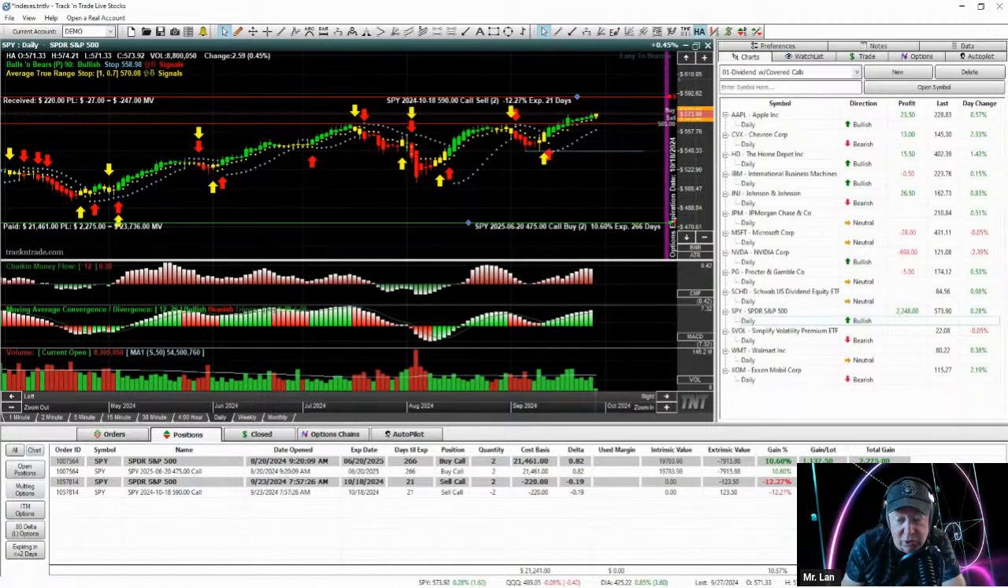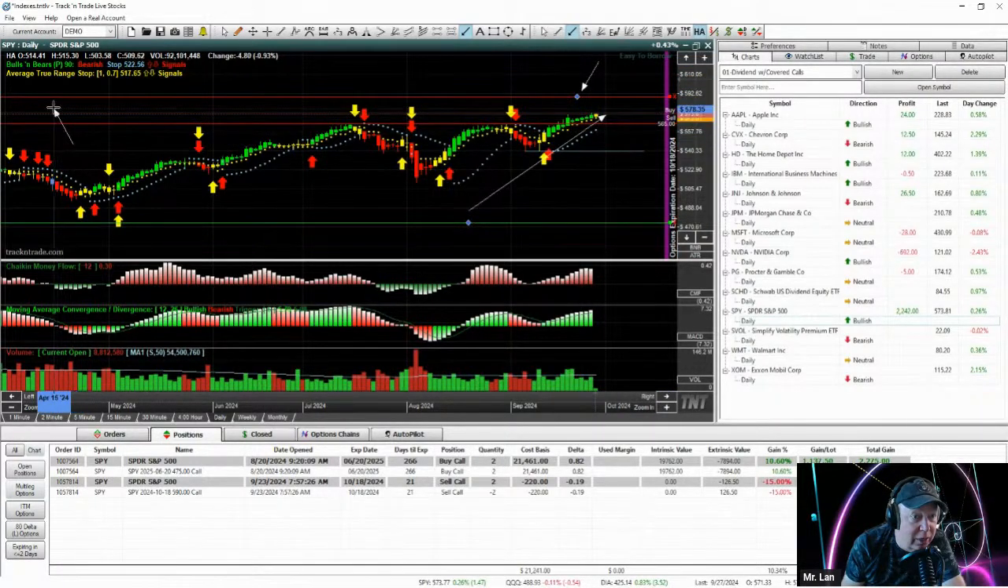So 2,275. That's the NAV. That's the increase in value when we bought that option. Okay. And the option is going up in value. That's why we're up 2,275. And then we're selling premium against it. And we're collecting $220 here.